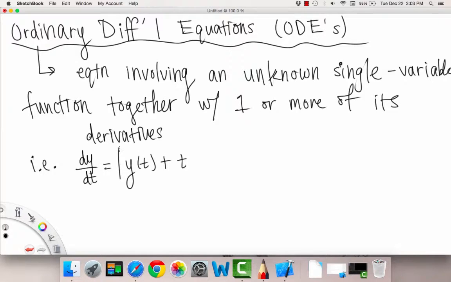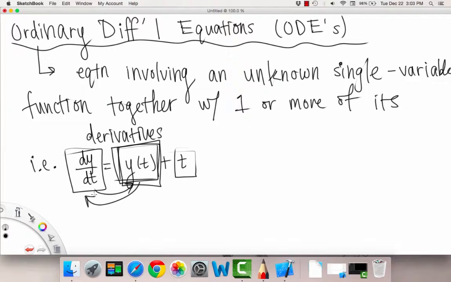So in this case, our single variable function, our unknown single variable function, is y of t. We have our independent variable here. This is the variable itself, and then we have its first derivative, the first derivative of this unknown single variable function, right? So this would be the case where we have our unknown function together with one of its derivatives, right? Because this is like y prime. So this one here could also be rewritten as y prime is equal to y plus t.